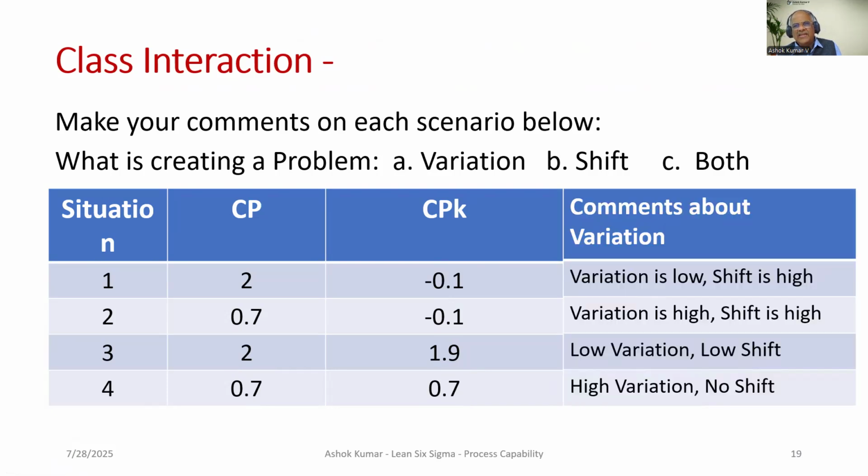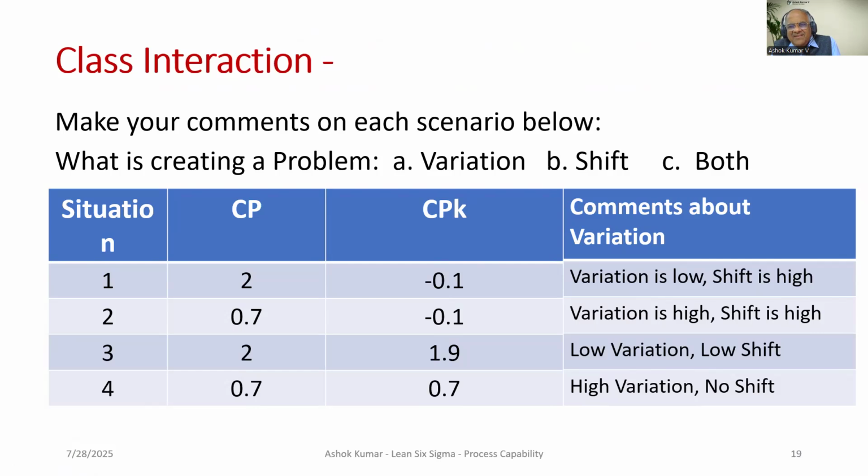Let us go quickly through this. In the first case, variation is low, which means CP is high. It is good. Variation is low. Shift is high. In the second case, variation is high because CP is less than 1. Shift is also high. It is also less than 1 with a minus sign.